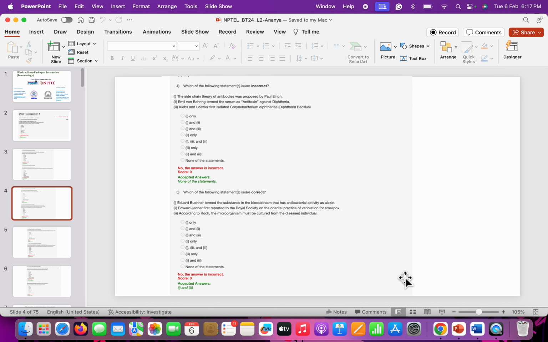Next question is, which of the following statements are incorrect? The side chain theory of antibodies was proposed by Paul Ehrlich. Emil von Behring termed the serum as antitoxin against diphtheria. Klebs and Loeffler first isolated Corynebacterium diphtheriae. So which is incorrect? The answer will be none of the statements.